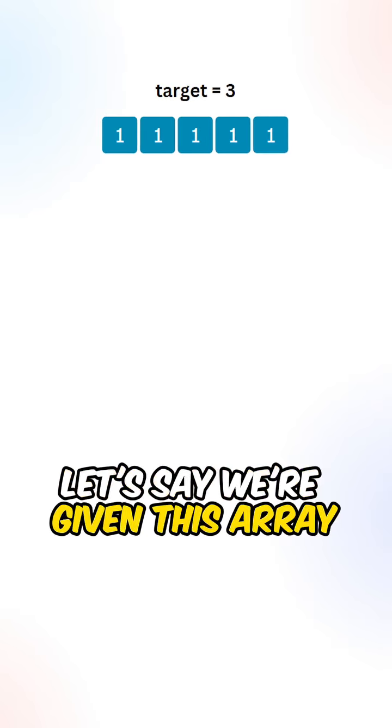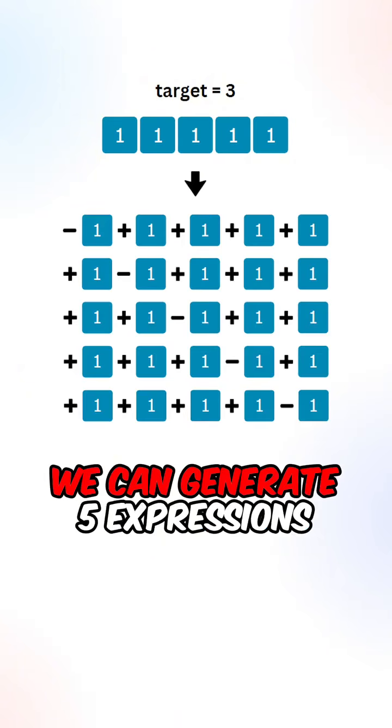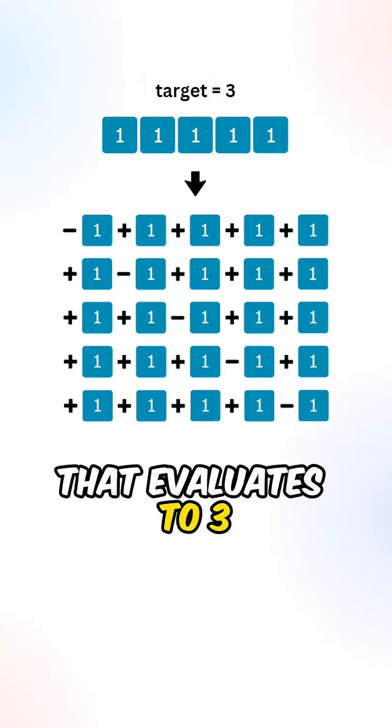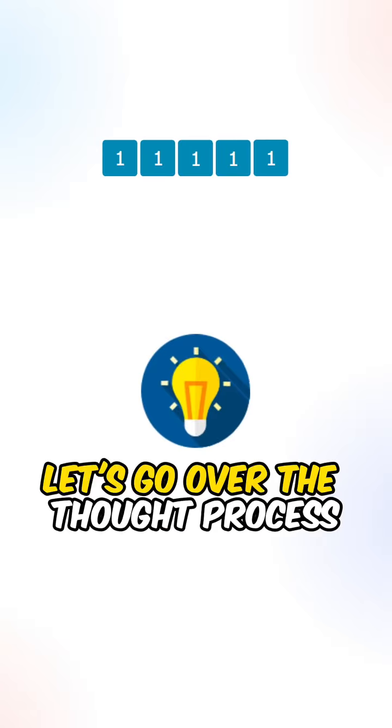Let's say we're given this array with target equal to 3, we can generate 5 expressions that evaluate to 3, so we can return 5. Let's go over the thought process.